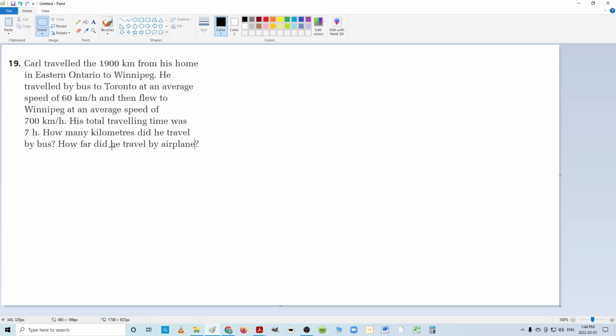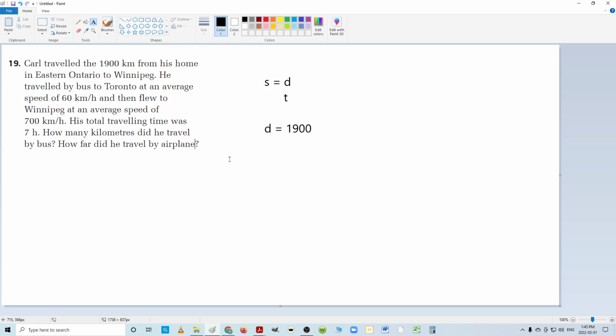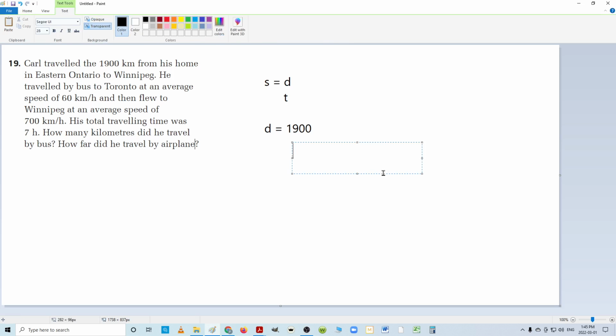So when they mix speed like this and distance, it's really annoying. So you have to know that speed is equal to distance over time. And we know his total distance is equal to 1900. If he went to Toronto, we also know his total time was 7 hours. So we know he does a mix of speeds to cover that distance in 7 hours. We do know that overall his average speed.